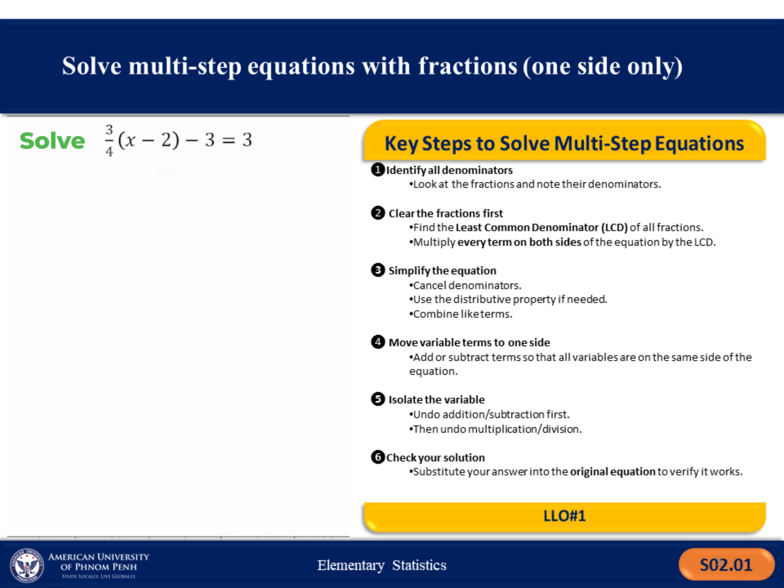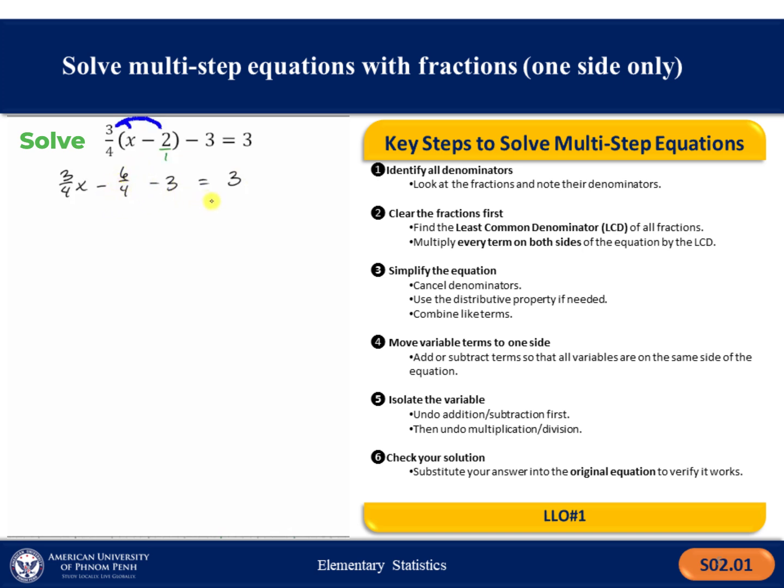So again, the first step is to clear the parentheses on the left by distributing 3/4. And remember, we can think of 2 as 2 over 1. Distributing 3/4 times x is 3/4 x minus 3/4 times 2, or 3/4 times 2 over 1, which is equal to 6/4. And then we still have minus 3 equals 3. Now notice how we could simplify 6/4.